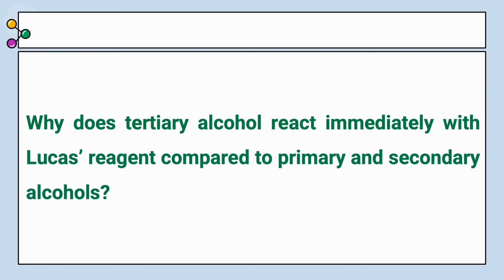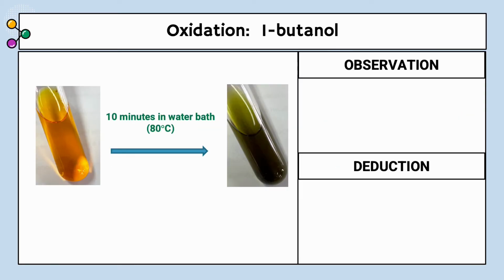Okay, so the next part of the experiment itu we're going to do oxidation. So oxidation reaction for alcohol is one of the most important reaction dalam organic chemistry, sebab from the alcohol itu kita boleh create another organic compound with different classes. So kita boleh produce aldehyde, we can produce ketone, and we can also produce carboxylic acid from the oxidation of alcohol. Okay, the oxidizing agent that we use in this experiment is sodium dichromate.